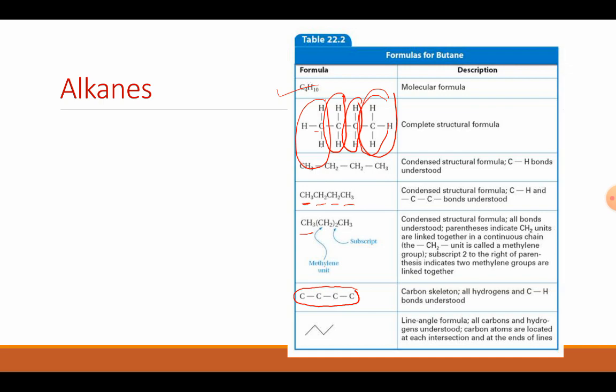Line angle formula: you can also write the formula by using the line angle formula. All carbon and hydrogen atoms are left out, and carbon atoms are located at each intersection and at the end of each line. Maybe C, C, C, C, like that. Right? Okay. So let's take another one.